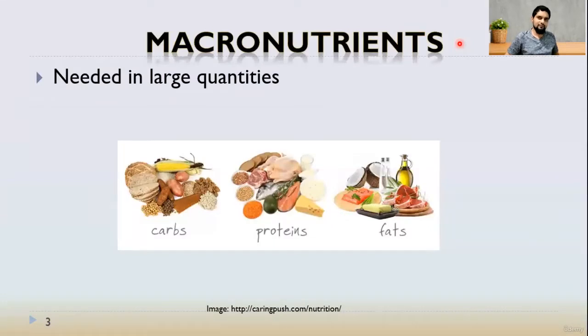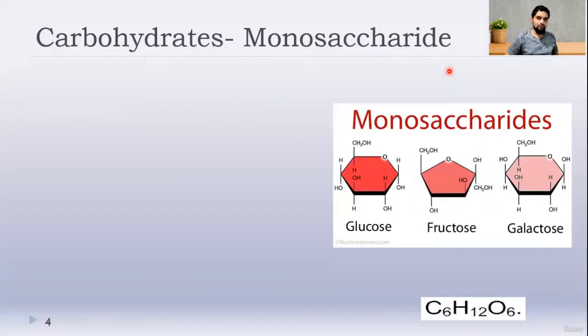Macronutrients. The prefix macro means large. So macronutrients are really the nutrients that are needed in large amount or large quantity. And these three nutrients are carbohydrates, proteins, and fat. We will briefly look at each one of those macromolecules. And the first of those macronutrients that we will be looking at would be carbohydrate.